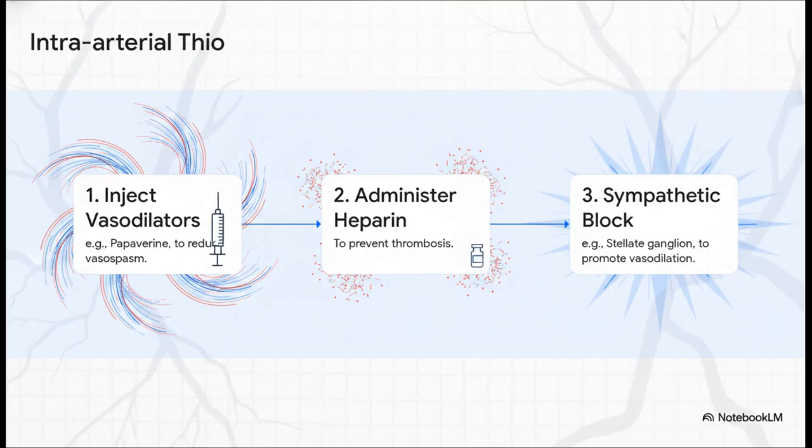So if this nightmare scenario ever happens, you have to act, and you have to act fast. First, leave the catheter in place. The whole protocol involves trying to reverse that vasospasm with vasodilators, preventing clots with heparin, and then performing a sympathetic blockade, like a stellate ganglion block, to force more blood flow to that limb.